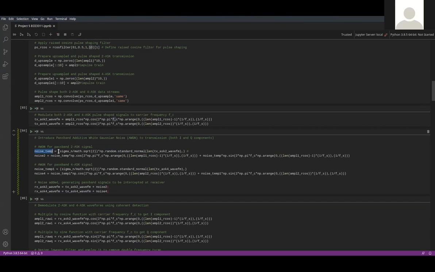It has to be passband noise. So it has to be at the same frequency, silly as it sounds, as the signal. It has to be within its band. And that's what we have here. We have two ASK, the transmission, four ASK, the transmission. We create the receive ASK, two and four, by adding noise here and here. All right? And the way we do that is we modulate it up.